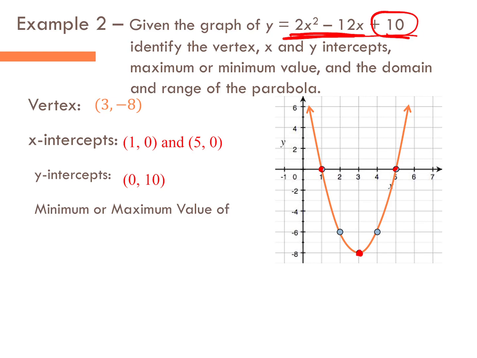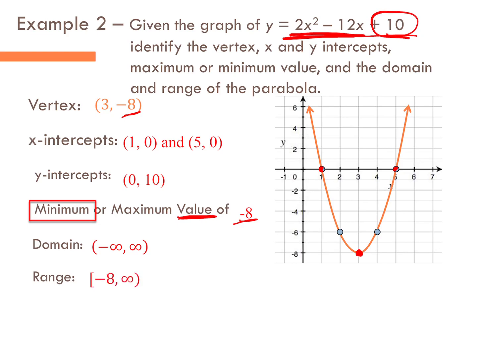When we look at the max or min, which one do I have? This is our lowest point, so I have a minimum. We just want the value. The value is just the y value, so it's negative 8. This value and your vertex should match. Our domain is negative infinity to infinity, all real numbers. And our range, our lowest point is negative 8, so it goes from negative 8 to infinity.